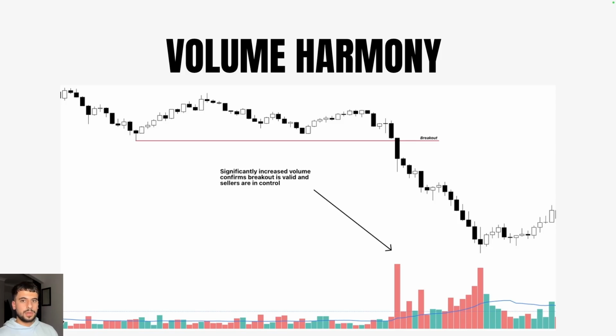Volume harmony. On screen, you can see that price is in a consolidation. It then confirms a breakout. And on that breakout, you have significantly increased volume compared to all of the volume before it. That confirms that the breakout is valid and sellers are in control, because in this downtrend where price is breaking out, if you have high volume, that means there's high participation and a large amount of sellers are actually participating and giving force to the move.